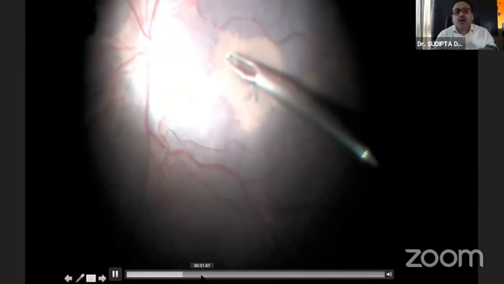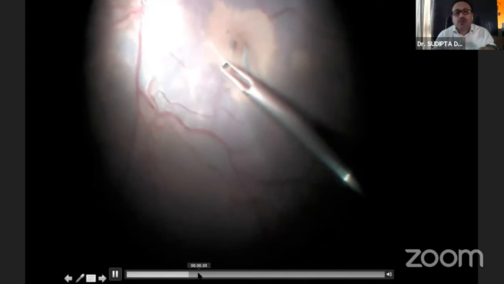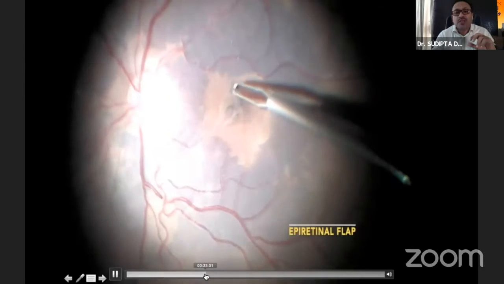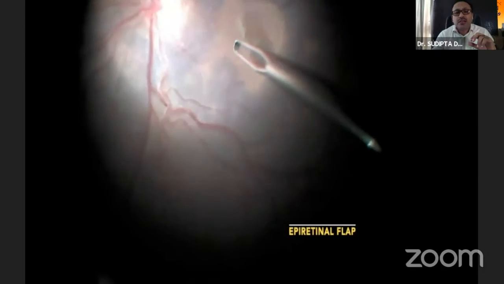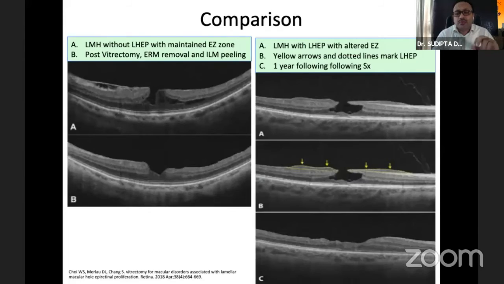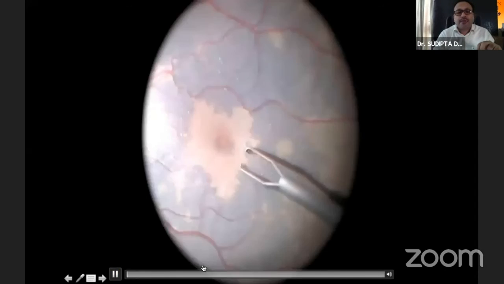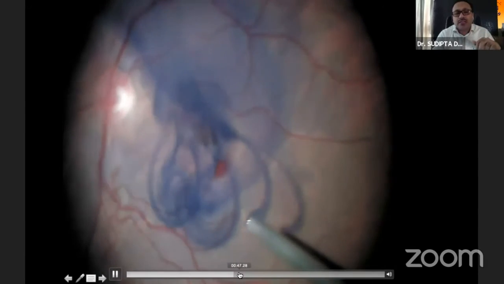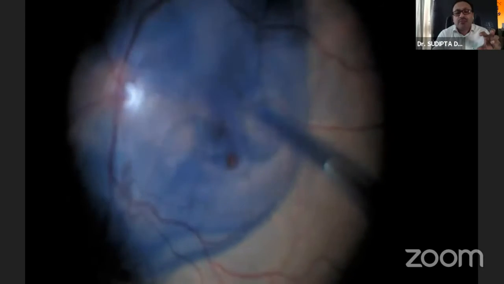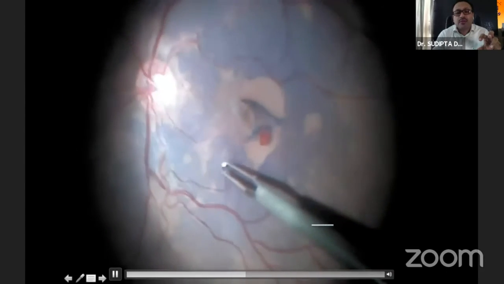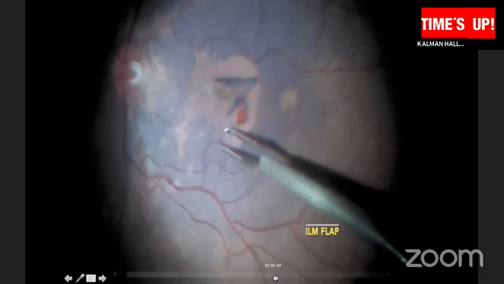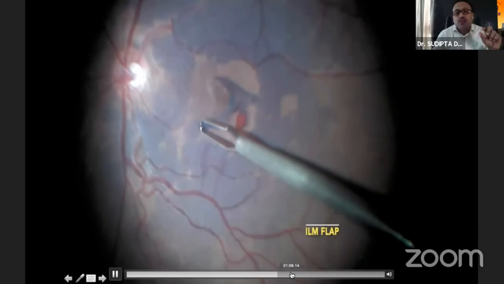So it is being peeled from all sides and brought into the center. So the epiretinal flap is now there. Then you stain the ILM. Once we have the ERM flap, now you peel the ILM, the edge of the macular hole.